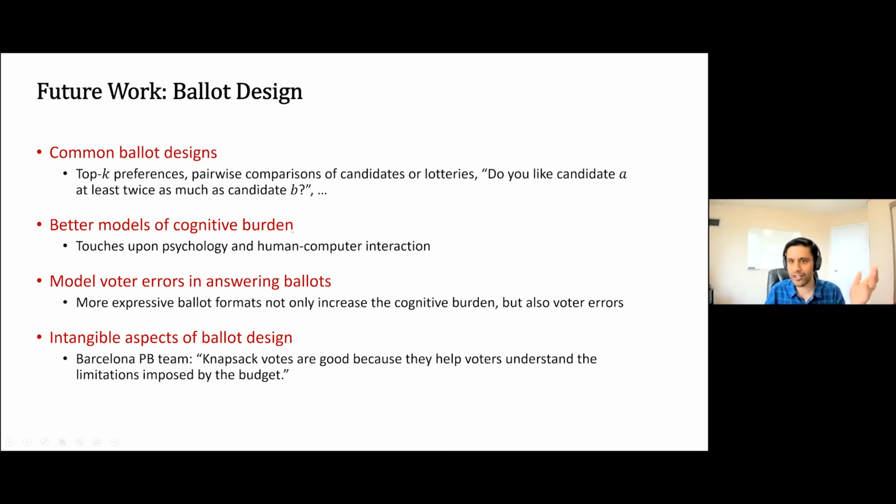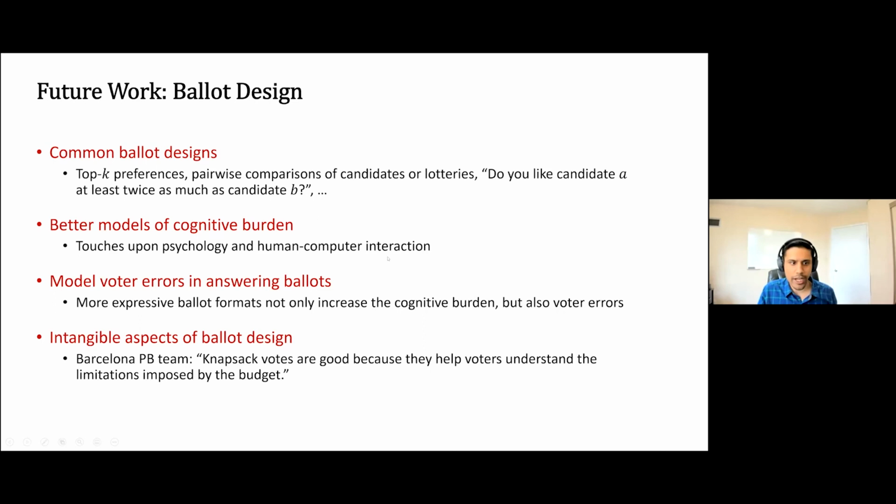The other direction is to still optimize over the space of all ballot designs, but to come up with more reasonable models of cognitive burden. And this, as I said, is a very complex question that of course touches upon aspects of psychology and human-computer interaction. And actually, with some collaborators, we are right now running some crowdsourcing experiments on participatory budgeting to try and better understand what the cognitive burden of different input formats is like.